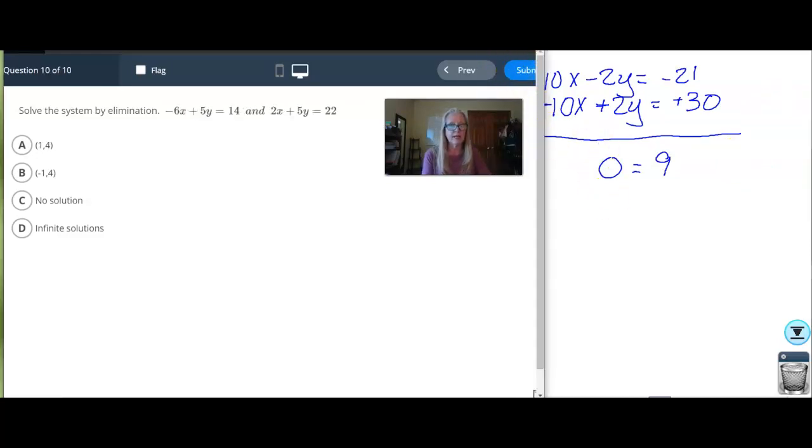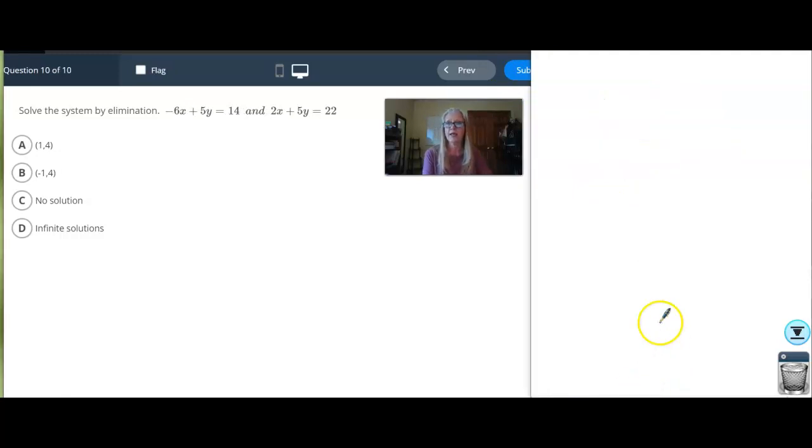And the grand finale problem, this is number 10. And number 10 does have a solution. I kind of mixed them up a little bit. This is negative 6x plus 5y equals 14. And 2x plus 5y equals 22.